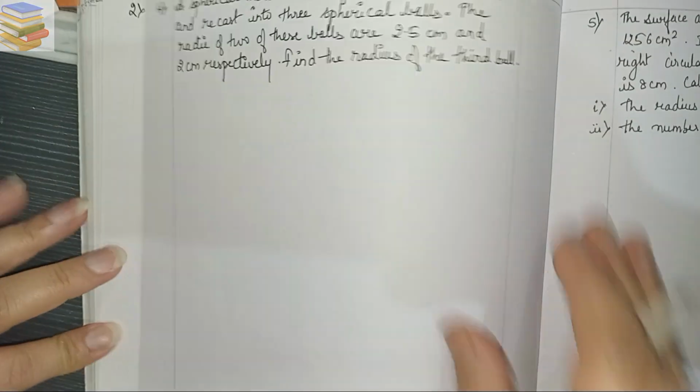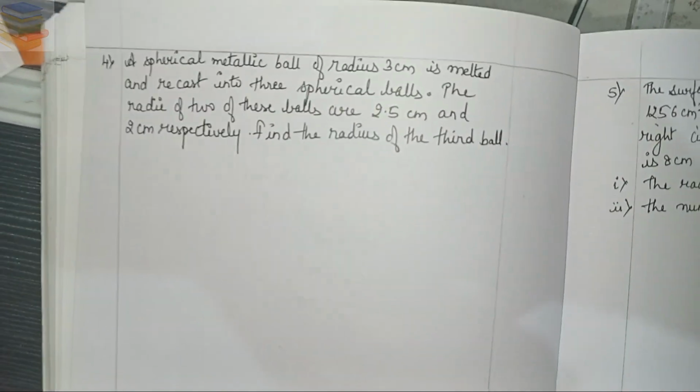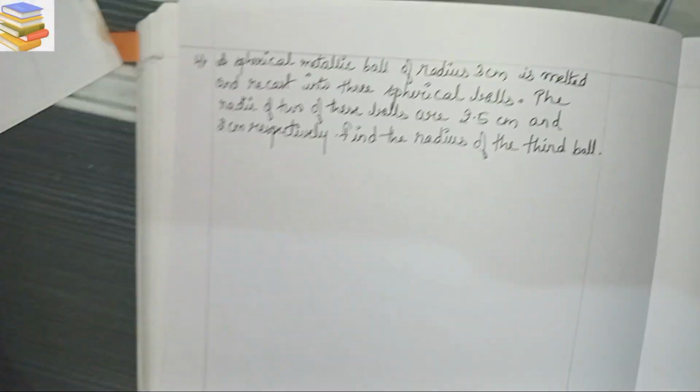Coming on to sum number 4. A spherical metallic ball of radius 3 centimeters is melted and recast into 3 spherical balls.